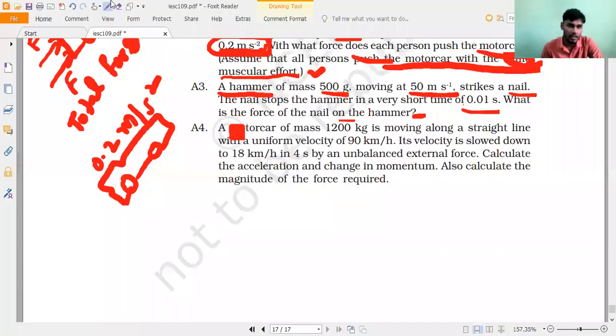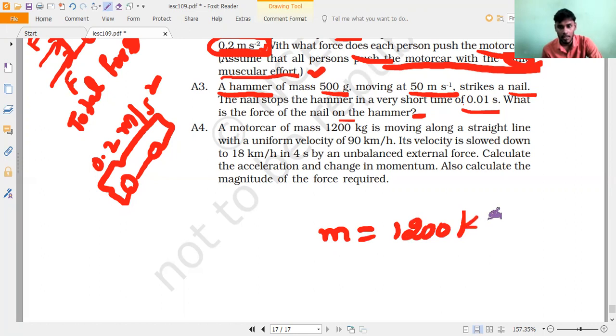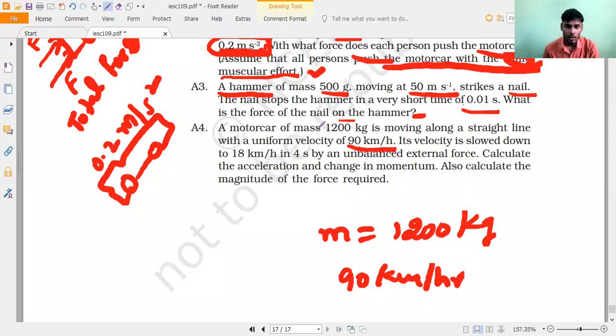So let us discuss what that sum is. All of you, it is a very simple sum. Observe very carefully. Read the sum. A motor car of mass 1200 kg. So mass is equal to how much? 1200 kg. Next, moving along a straight line with a uniform velocity of 90 kilometer per hour. Now its velocity is slowed down to 18 kilometer per hour in just 4 seconds.